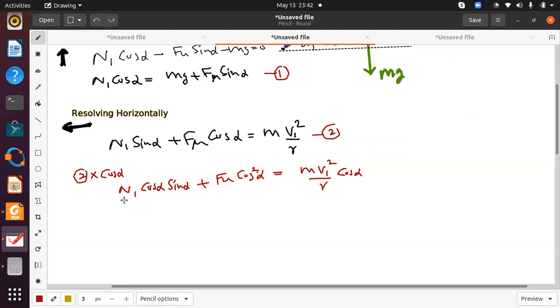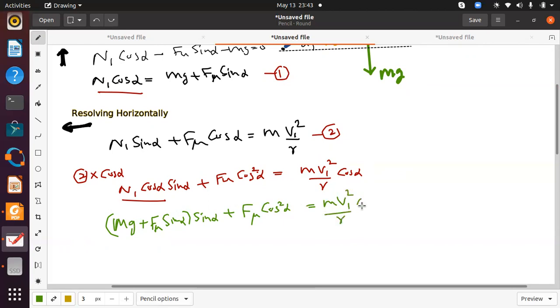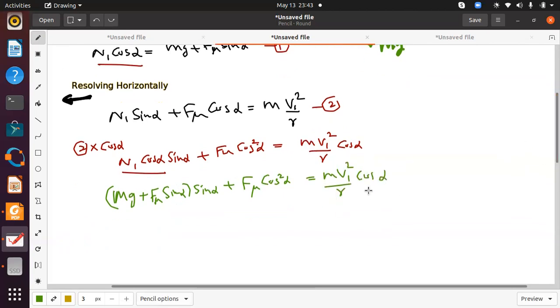Right. So now N1 cos alpha is mg plus f mu sine alpha. Mg plus f mu sine alpha into sine alpha plus f mu cos squared alpha equals this. So notice here that the car should stay on the same track. So that's why R is present here like before. It's the same value, same R.